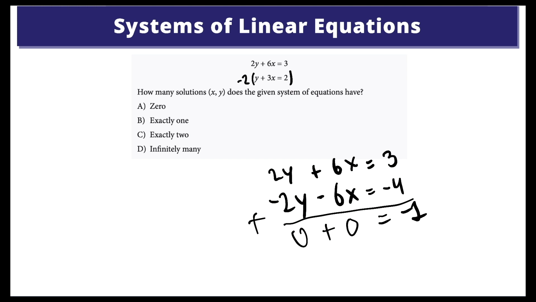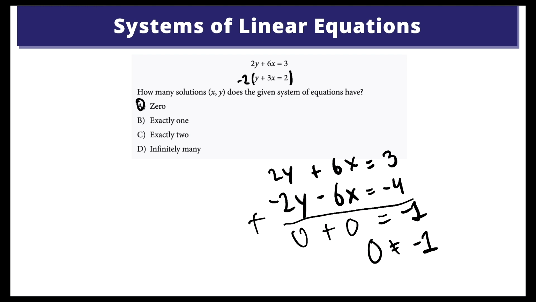Oh, what? What do we get here? Does -1 equal 0? No. What does that mean? Well, it means that this equation has no solutions. Wait, what? How? It's a good question.